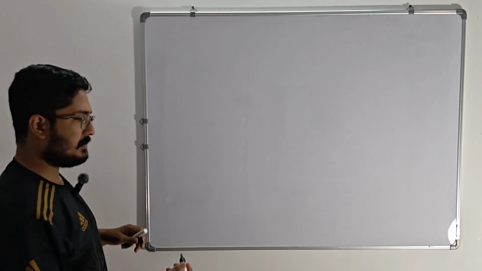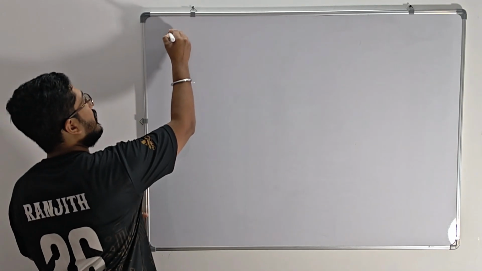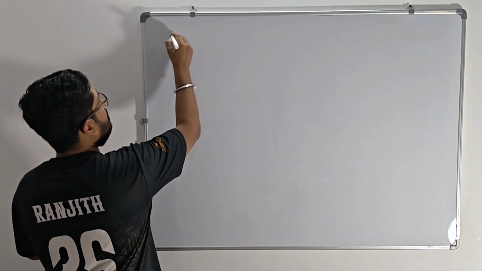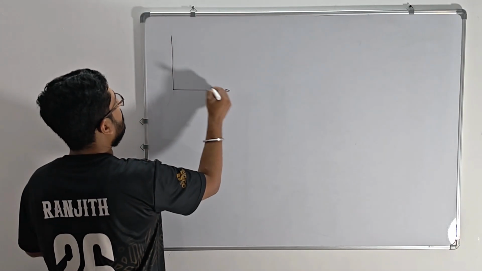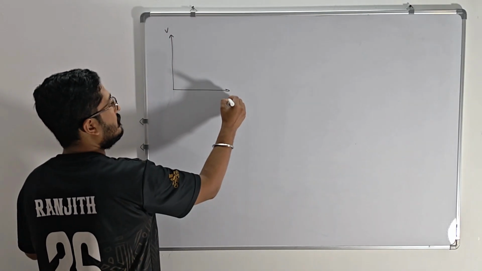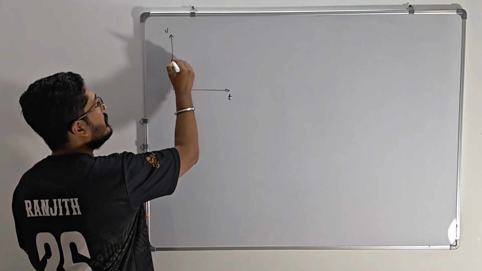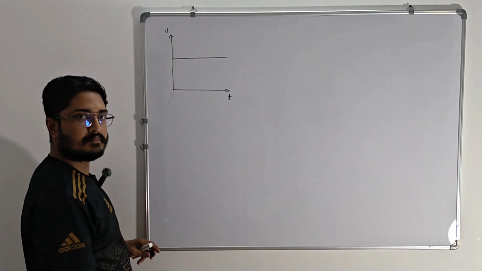Okay. What if, let us say, it's a VT graph. So I have a VT graph in this way. This is velocity versus time. Now in this graph, let us say I have a first graph like this horizontal line.